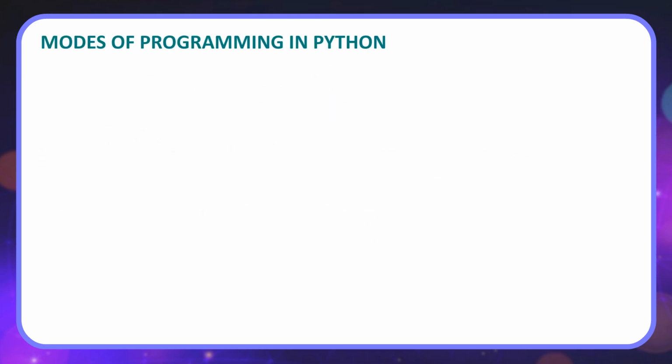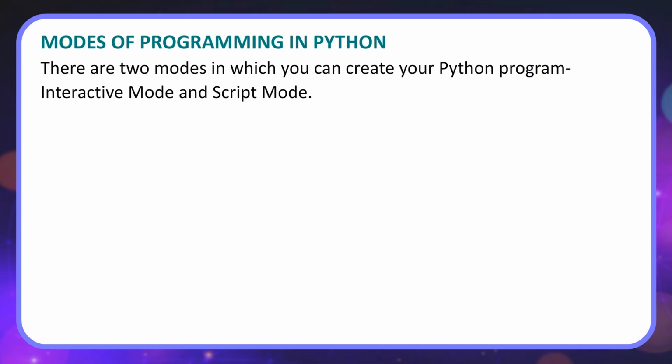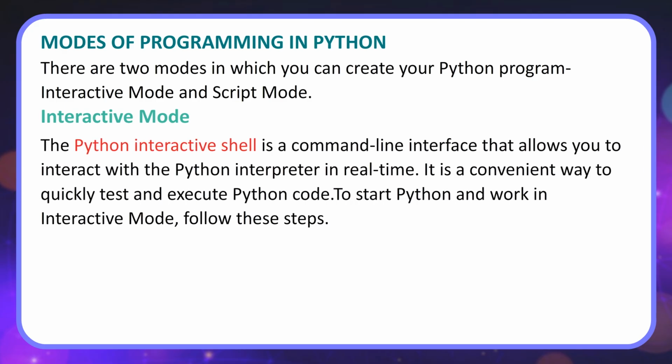Modes of programming in Python. There are two modes in which you can create your Python program: interactive mode and script mode. Interactive mode. The Python Interactive Shell is a command line interface that allows you to interact with the Python interpreter in real time. It is a convenient way to quickly test and execute Python code.